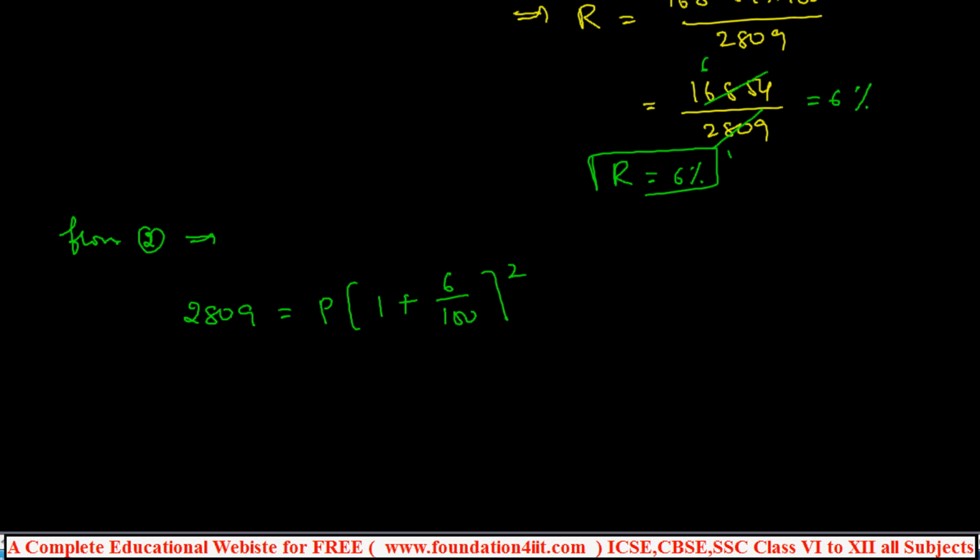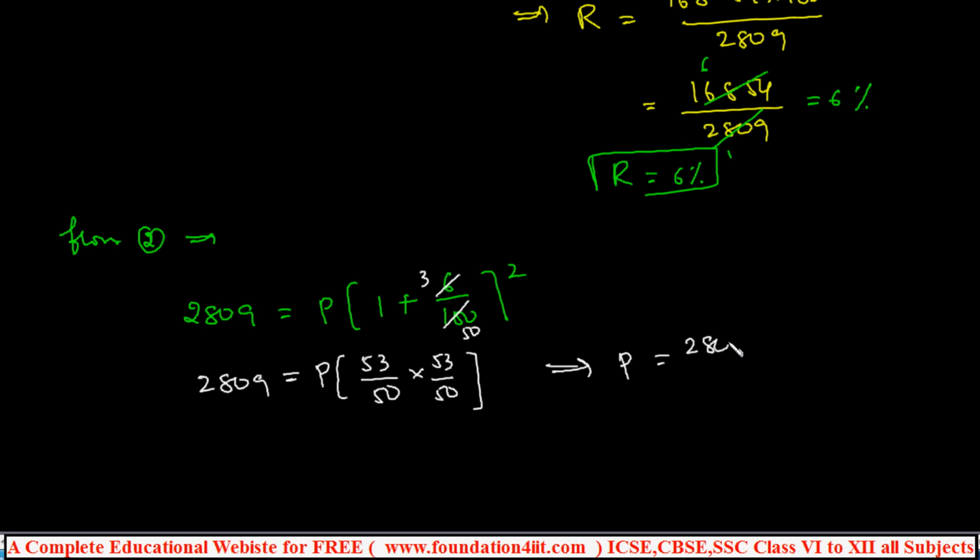From this you can calculate. P into 1 plus 6 by 100, that is 106 by 100, or you can cancel this, 53 by 50 whole square, no? Again 53 by 50. That is 2809. From this, P is equal to 2809 times the reciprocal, 53 by 50 is 50 by 53, same 50 by 53. Just by doing the calculations, you get the final answer.